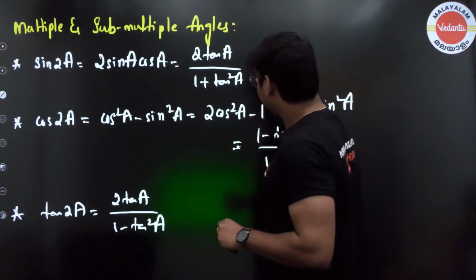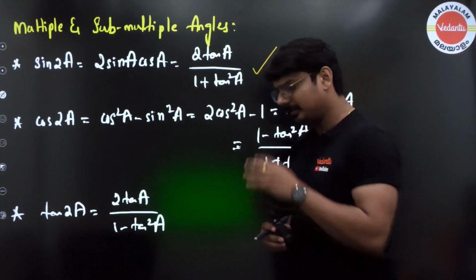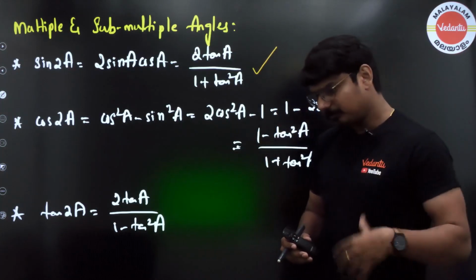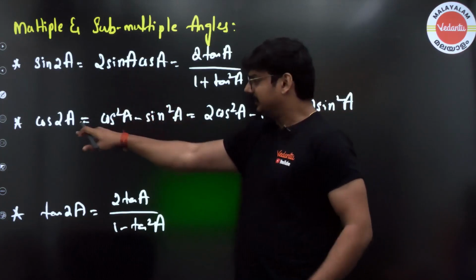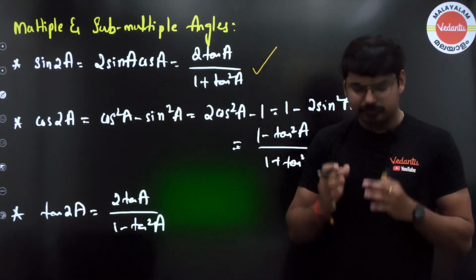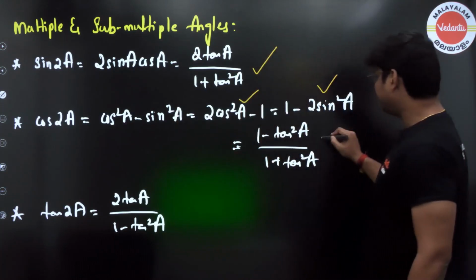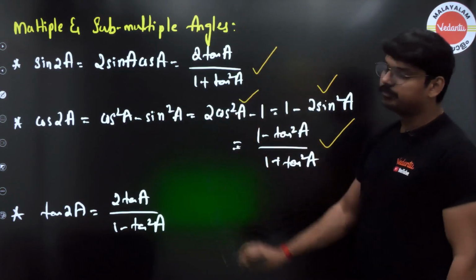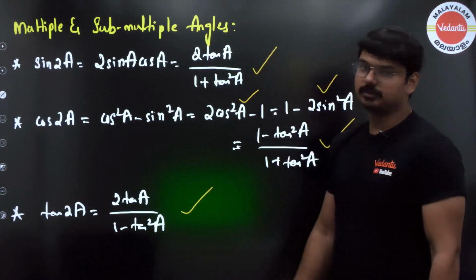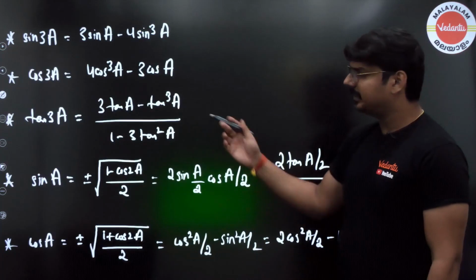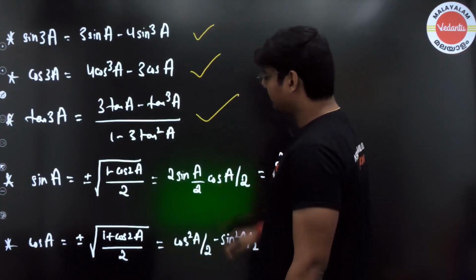So remember, you need to write sine 2a in terms of tan. You need to remember the sine 2a formula in terms of tan, also this particular formula. Similarly, cos 2a, you need to remember the formula in terms of cos, in terms of sine, in terms of tan. All these formulas are important. And tan 2a is 2 tan a by 1 minus tan square a. Okay. Then you have the sine 3a formula, the cos 3a formula, the tan 3a formula.